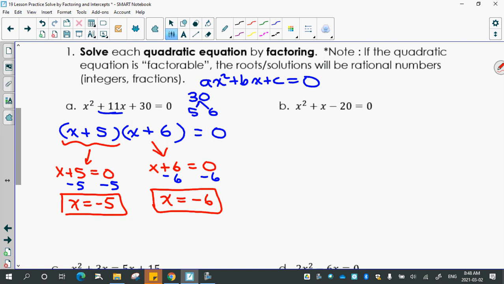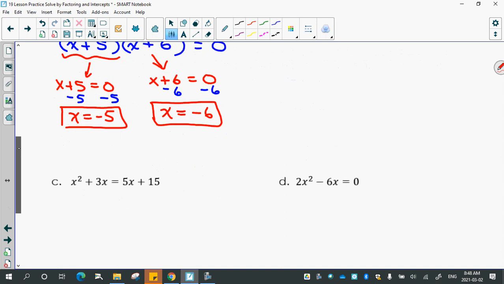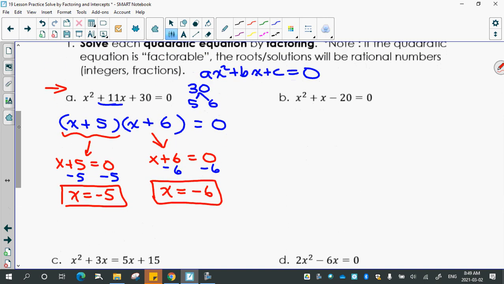And you can see if you sub -5 in here at the beginning, I would get (-5) squared plus 11 times -5 plus 30, and that gives me 0. Okay? Same thing if I were to sub -6 in there. (-6) squared plus 11 times -6 plus 30 equals 0. Okay, so those are the two solutions that make it true. And notice that in this case they're integers. We said they'll either be integers or positive or negative fractions. They'll be rational.